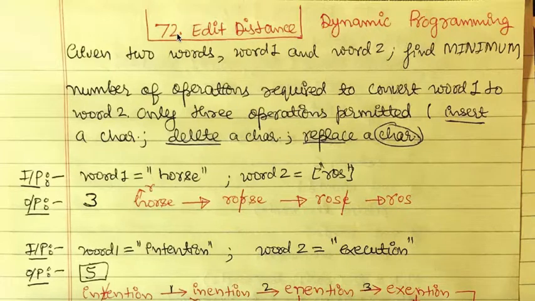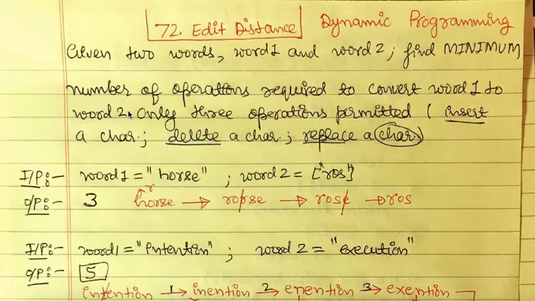And let's first understand the question. It says, given two words, word 1 and word 2, find the minimum number of operations required to convert word 1 to word 2. So we have to convert word 1 to word 2, and we have to count the minimum number of operations we can do to convert.